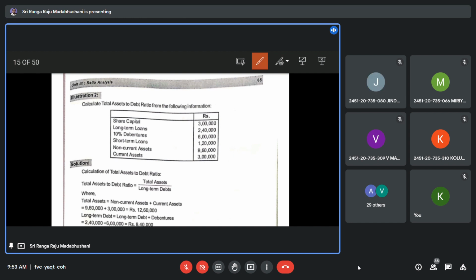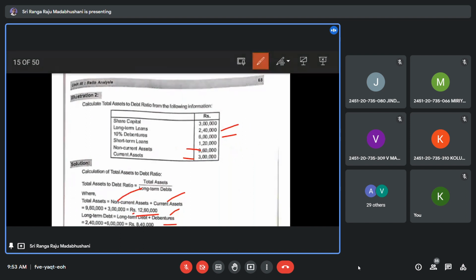So the share capital, long-term loans. This is debt, long-term loans. 10% debentures, this is debt. Short-term loans, non-current assets, current assets. By adding non-current assets and current assets, you will get total assets. So non-current assets plus current assets is 12,60,000. Long-term debt and debentures, 2,40,000 and 6 lakhs.